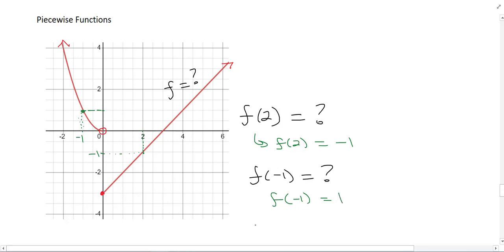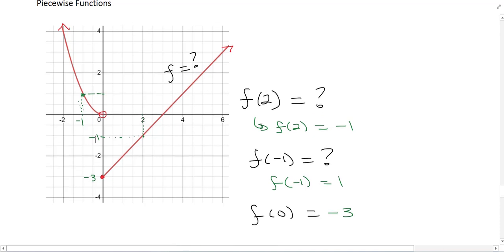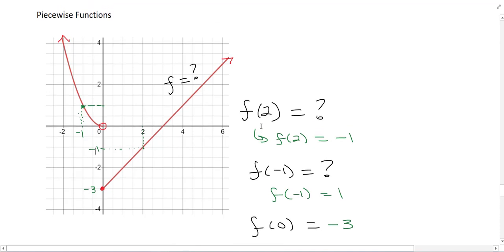What about f of 0? What is f of 0 equal to? Here we can see 0 is here, and it does not have two values. That one is open, so that means that f of 0 is not equal to 0. This one is the one that's solid, so f of 0 is equal to -3. This is -3 over here, which is the value when x is 0. All right, so that's how we find values given the graph of a piecewise function.